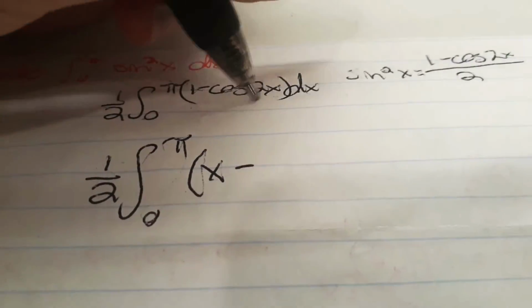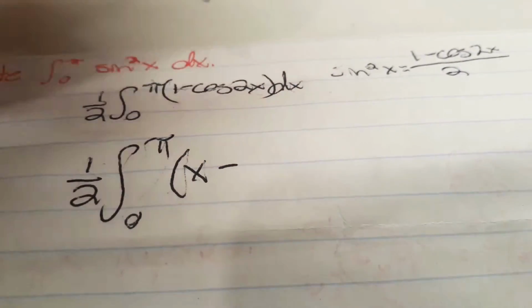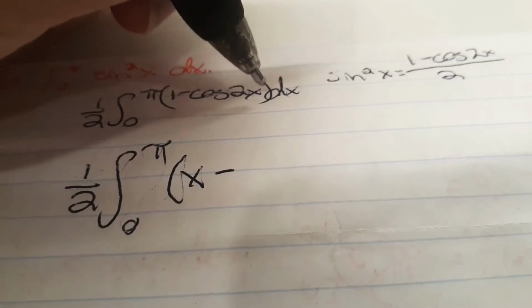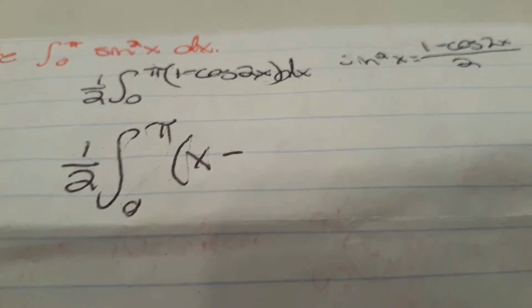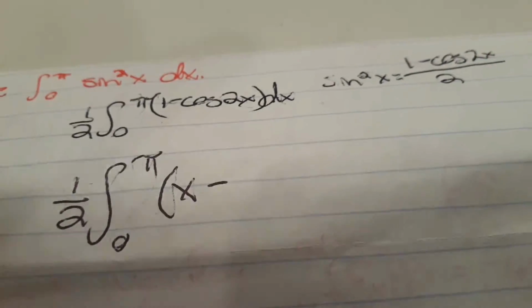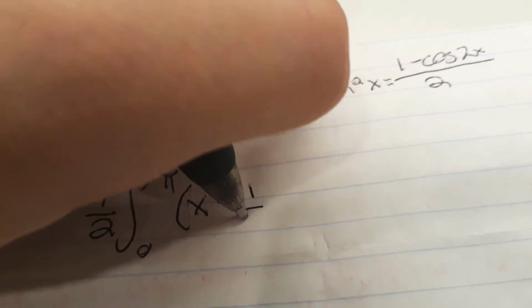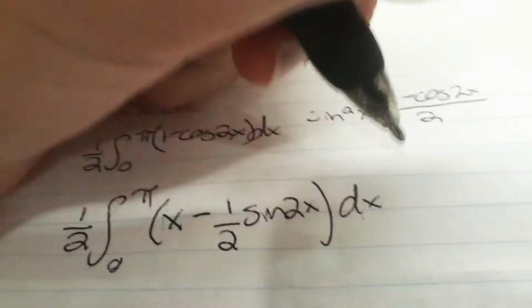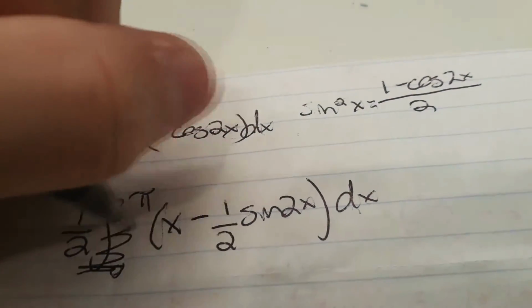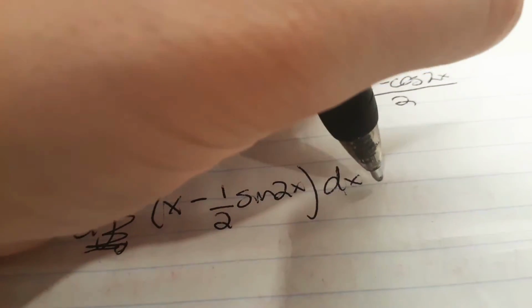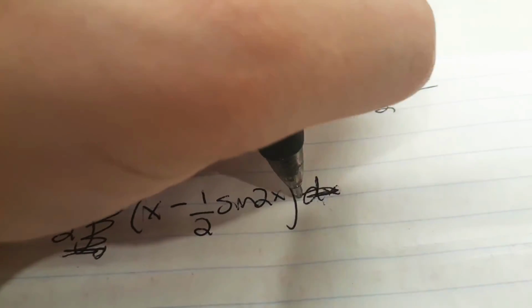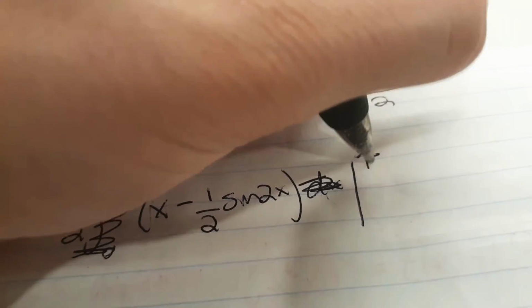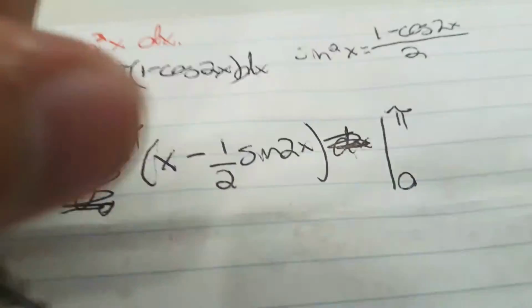Sine of x's derivative is cosine of x. Sine of 2x's derivative is cosine of 2x, but then you have to use the chain rule, times 2. So I'm going to multiply by 1/2 sine of 2x, and I should not have written the dx. At this point, we've already done the integral, so we can get rid of all that stuff. This is just from 0 to pi.